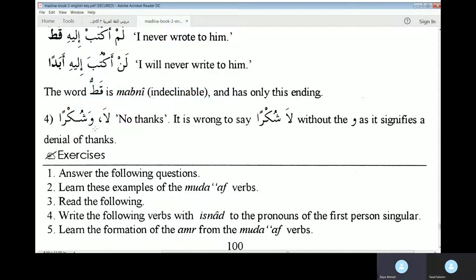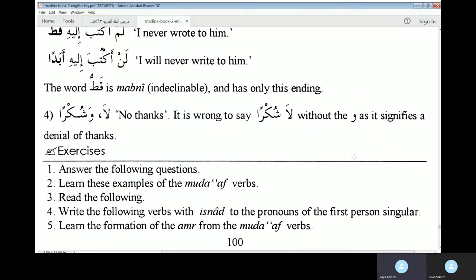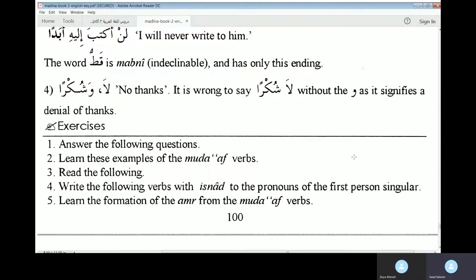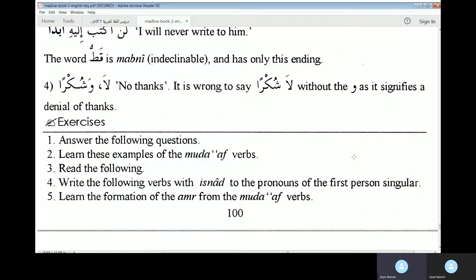La wa shukran. No thanks. It is wrong to say la shukran without the waw, as it signifies denial of thanks, because la shukran means we are not thanking him. If we say la wa shukran, then it means we are thanking the other person.